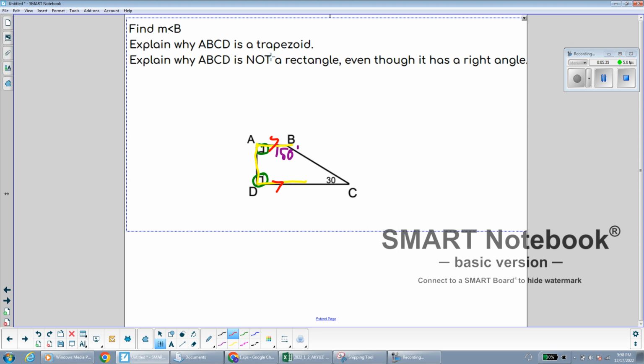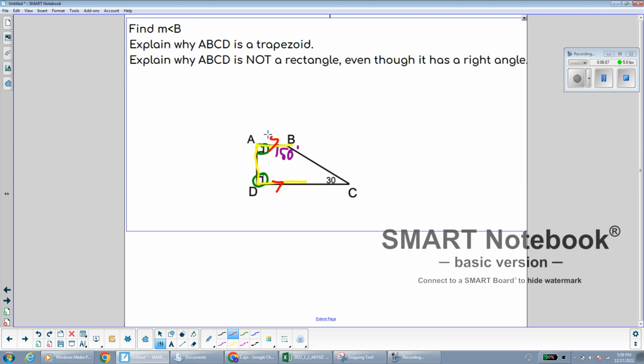Finally, the last part of the question says to explain why ABCD is not a rectangle even though it has a right angle. Well, in order to be a rectangle, it first needs to be a parallelogram. And in order to be a parallelogram, it does need to have both pairs of sides parallel. Both pairs of opposite sides need to be parallel to make it a parallelogram.